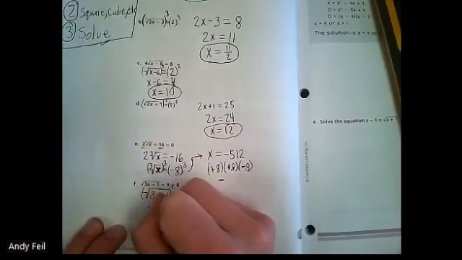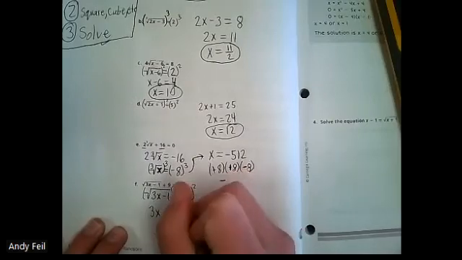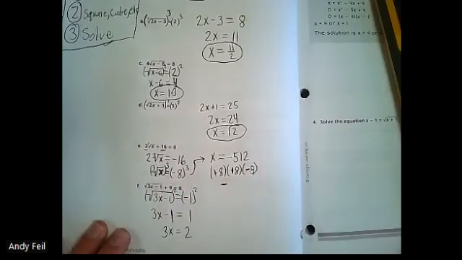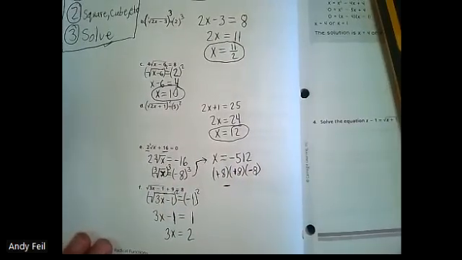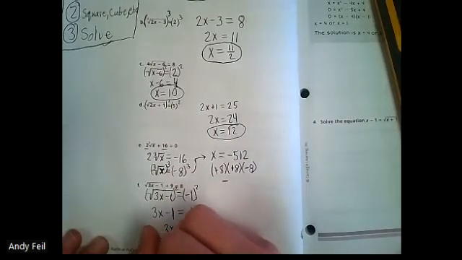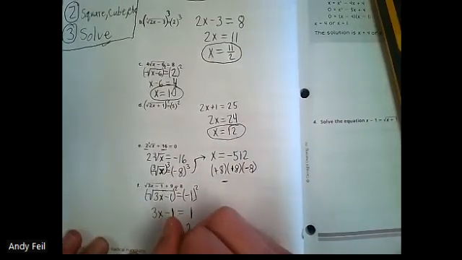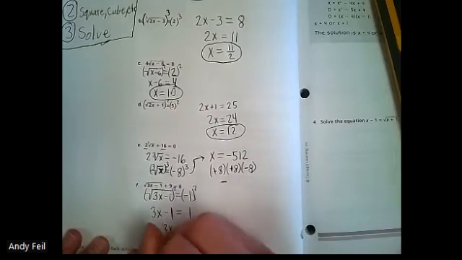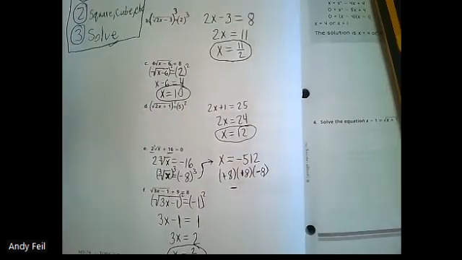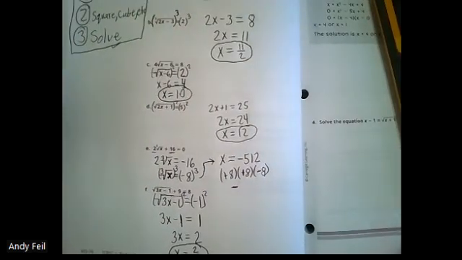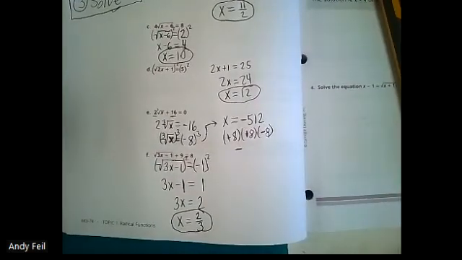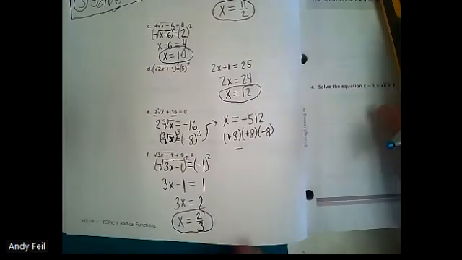Okay, so add 1 to both sides. So you get 3x equals 2. Divide by 3. So you get x equals 2/3. Any questions on this? Okay.